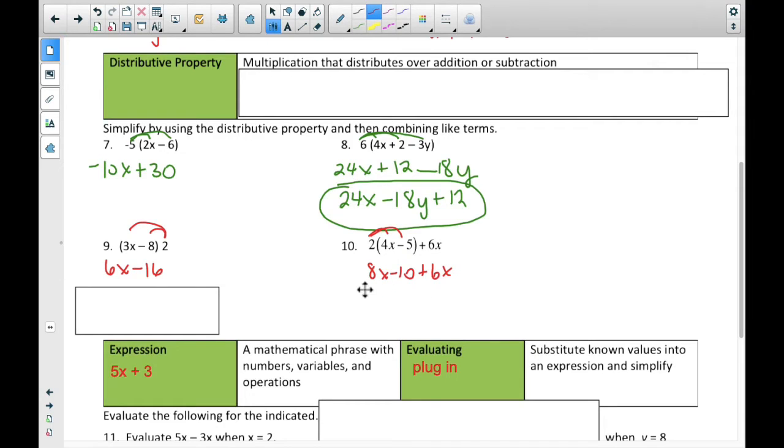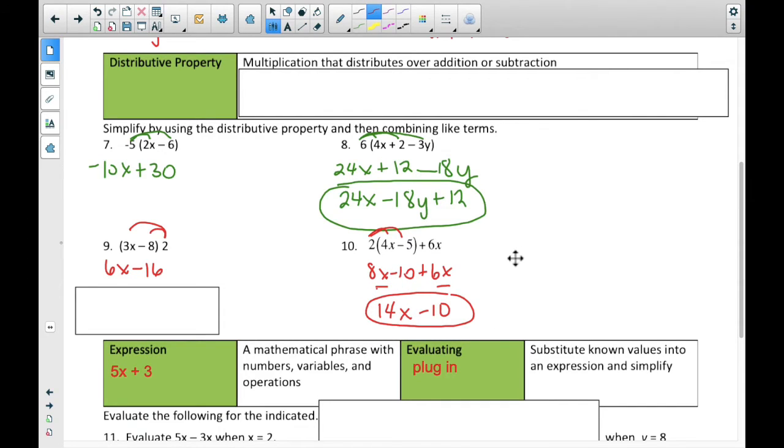But now we have like terms. And if we go back and look at our instructions, use distributive property and then combine like terms. So we do have to combine those now. So I have to finish. This is not a complete answer yet. To finish my answer, I have to add 8x plus 6x, and that becomes a 14x. The minus stays on the 10, and it goes there.